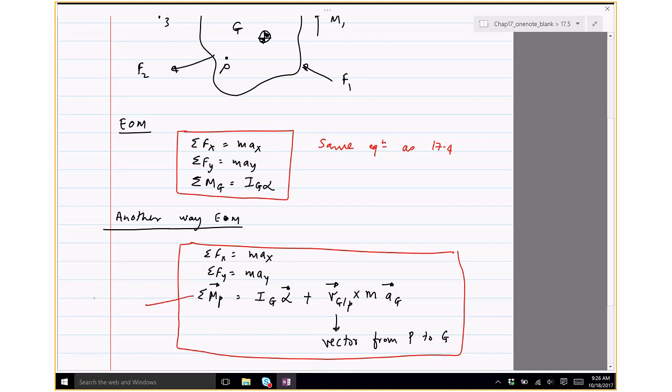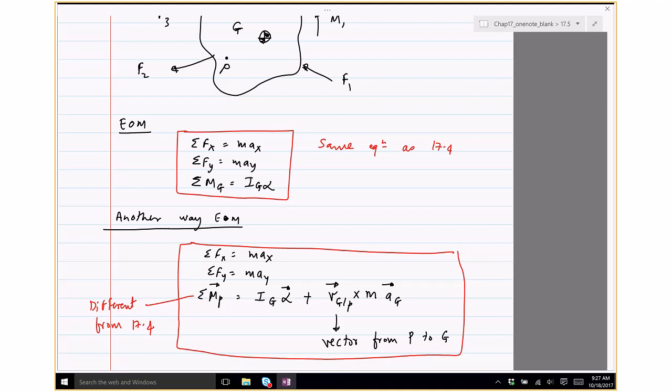So the key is, this is different from 17.4. In 17.4, what we had done was, if the point P is fixed, that is, it's rotation about a fixed axis like a pendulum, then we had dropped this term and said this is I about P. Inertia about P can be found by using the parallel axis theorem. But when the point about which you're taking moments is not fixed, you cannot take I_P. You have to use this equation. This is more complicated than what we've seen before.